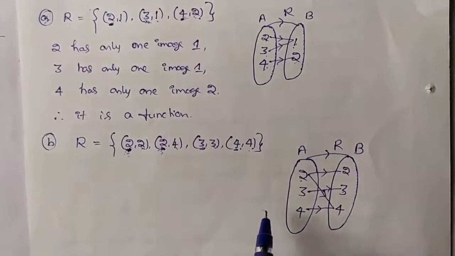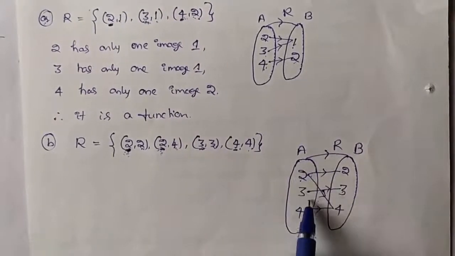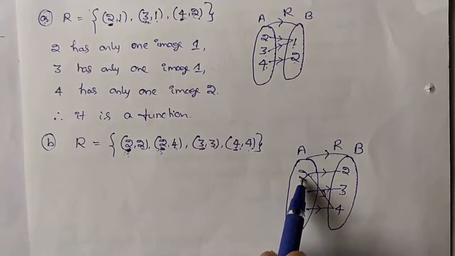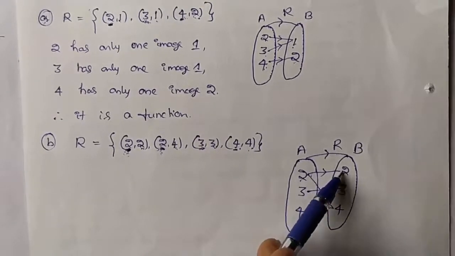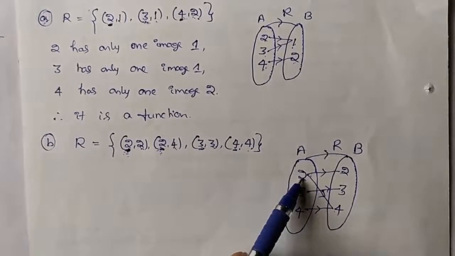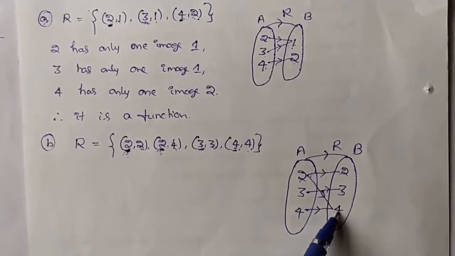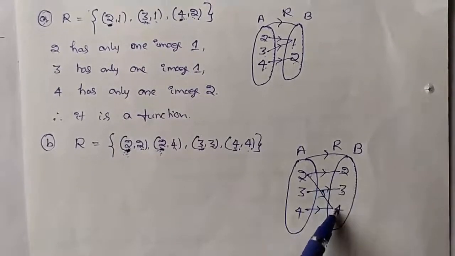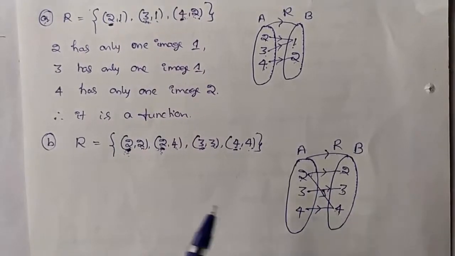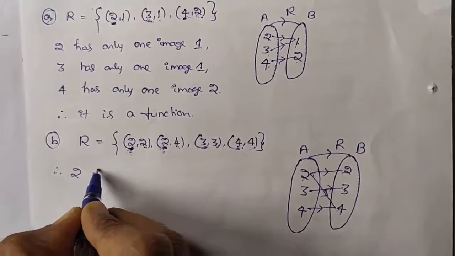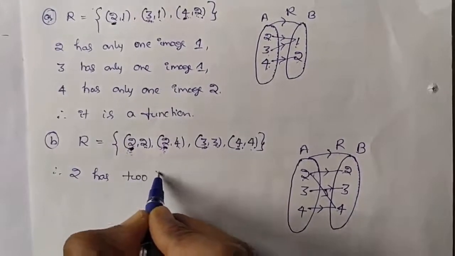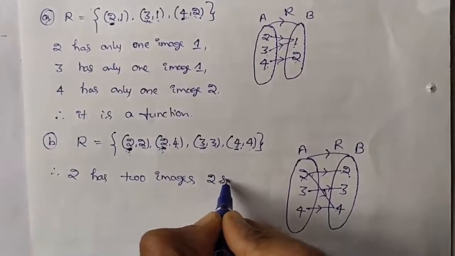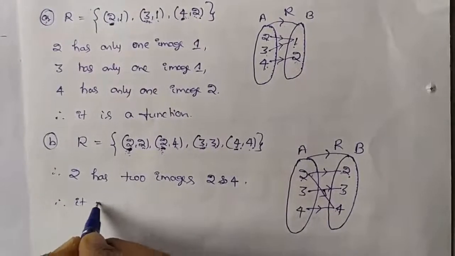Is this a function? According to the definition of a function, every element in set A has one and only one image in set B. Just observe the element 2: it has two images, 2 and 4. Therefore, it is not a function.